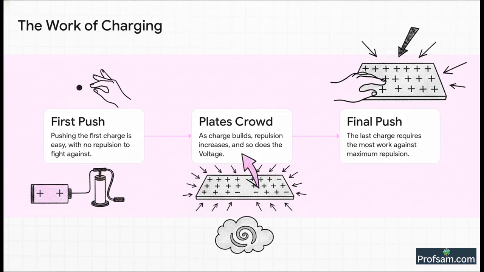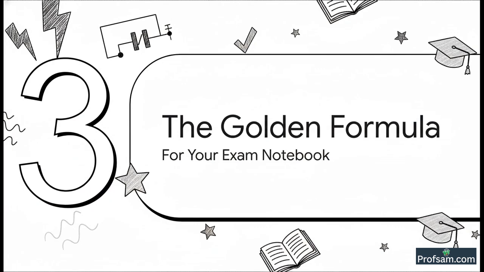So look at how this works. The first bit of charge you put on the plate, super easy, no problem. But as the plate gets more and more crowded with charge, it starts pushing back. This pushback is what we call voltage. So to push the last bit of charge onto the plate, the battery has to do the maximum amount of work against this repulsion. Now, this work that the battery does, it doesn't just disappear. In physics, work done against an electric force gets stored as potential energy. Very simple.